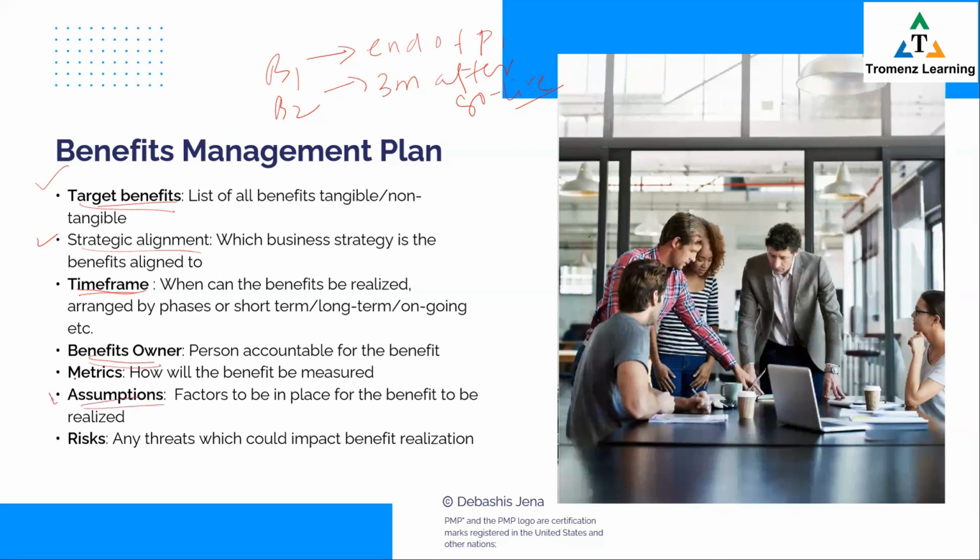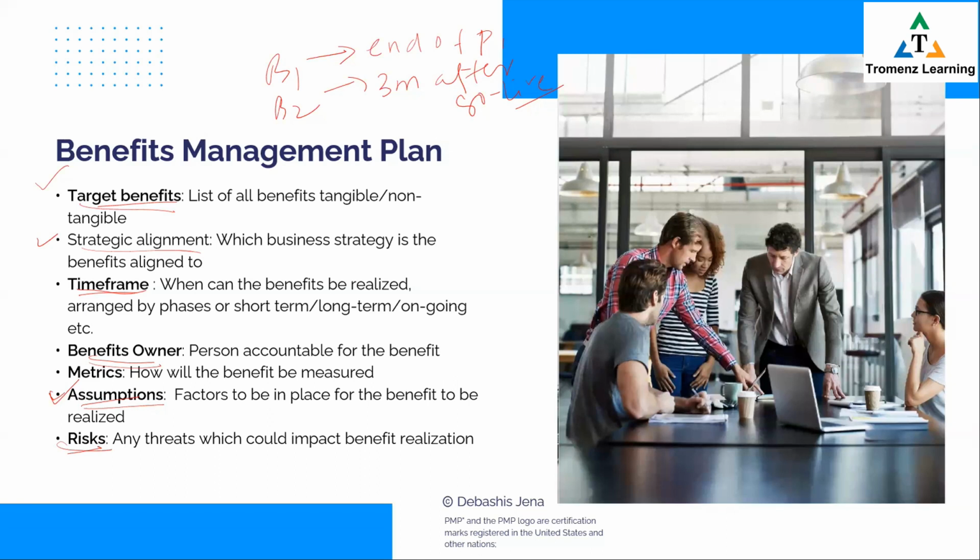Assumptions. Any assumptions on the basis of which you made projections of the benefit could also be added. Any risk that could prevent achievement of benefits, risk related to benefits. Why are we documenting? So that we know and we address them, so as to ensure that we achieve the benefits to the fullest scale. The benefit owner, in fact, would make sure that these risks are well managed.